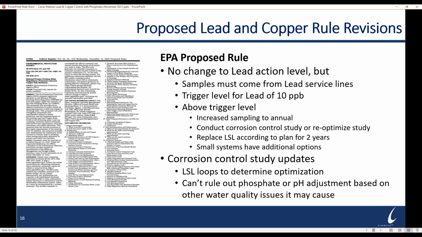You can't rule out phosphate or pH adjustment based on other water quality issues that they may cause in your system. So if those are one of the 2 best options you have, you're going to have to use them. Part of this corrosion control study update also eliminates alkalinity hardness adjustment as an acceptable corrosion control technique. So you'll have to switch to either pH adjustment, a phosphate, or some type of silicate corrosion inhibitor in order to have a corrosion control product.